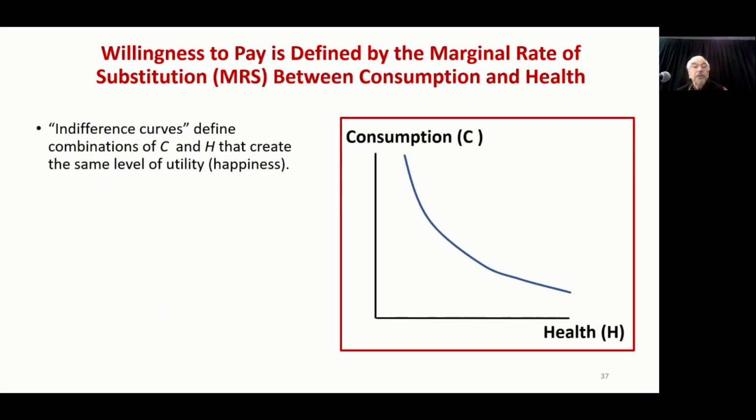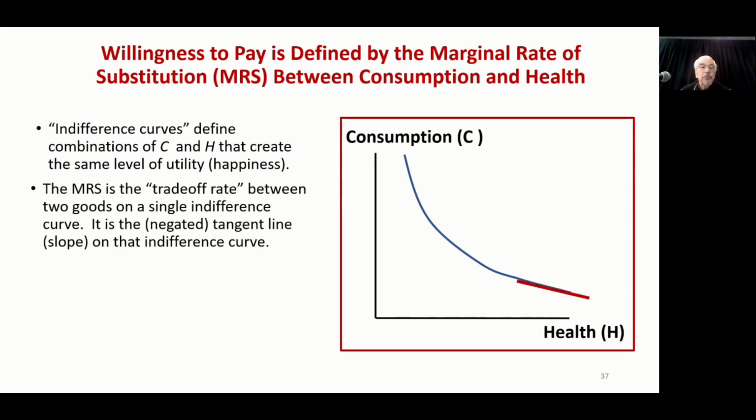Now, what's going on here is the willingness to pay. This value that I've just been talking about is really defined by the trade-off between consumption and health. Sorry, there's a little bit of math involved, but the blue curve in this picture represents the combinations of consumption and health that create the same level of happiness, or utility. Economists call it an indifference curve, because you are indifferent between any combination of health and consumption along it.